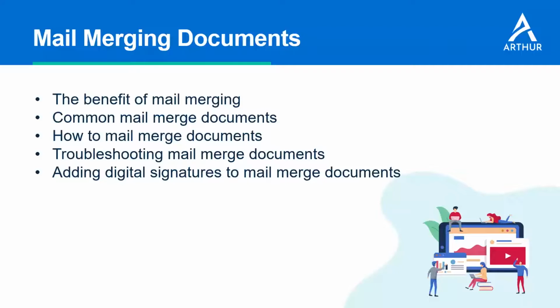Troubleshooting mail merge documents: if the information is wrong or it isn't there, we'll have a look at where we can get that from in Arthur. And adding digital signatures to mail merge documents, okay?